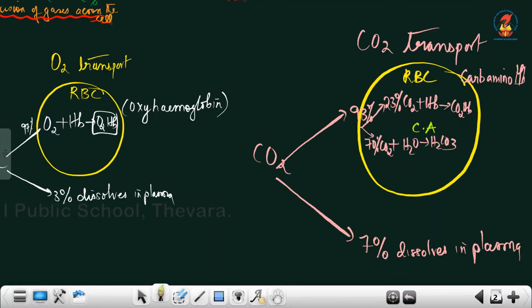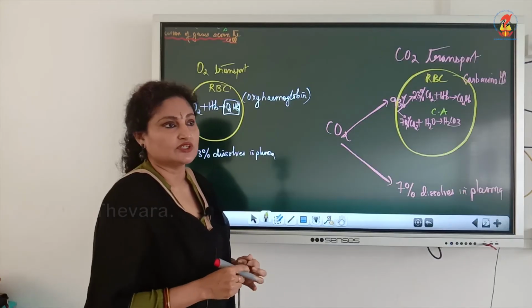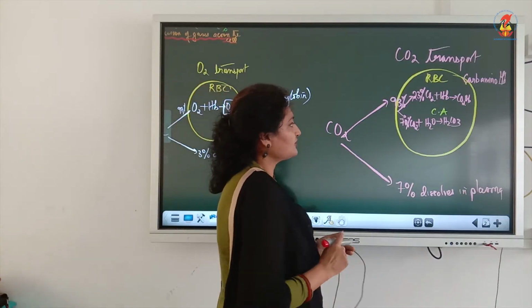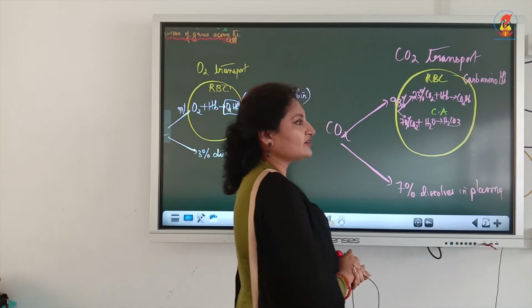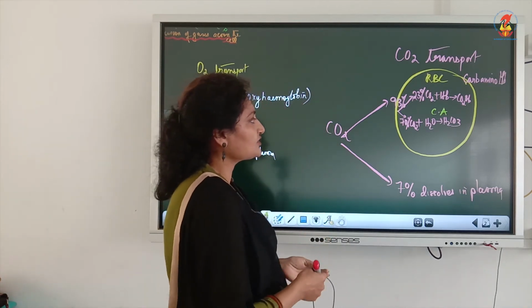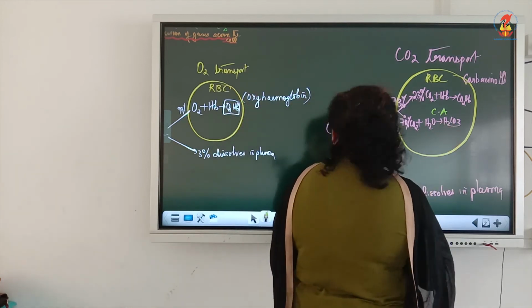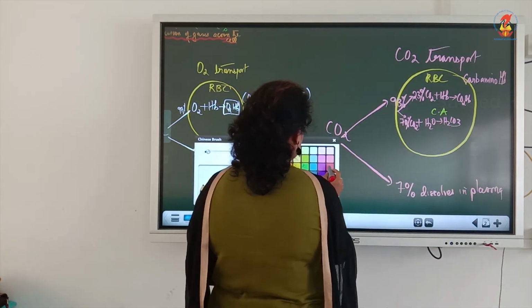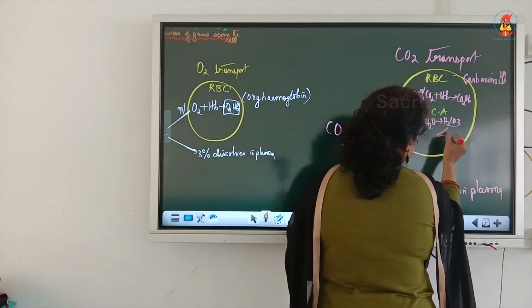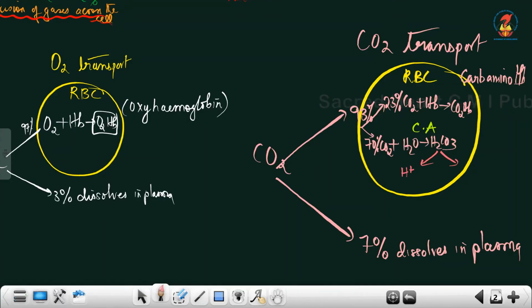The specialty of this enzyme is that it is the fastest enzyme on the earth's surface. The fastest enzyme is carbonic anhydrase. It catalyzes this association of carbon dioxide with water to form carbonic acid. Immediately what happens to this carbonic acid? It dissociates into H plus ions and bicarbonate ions.